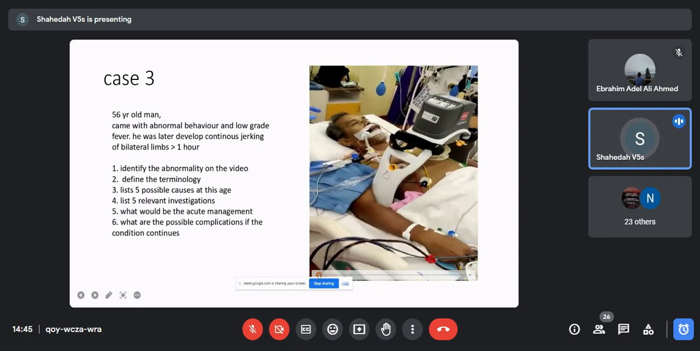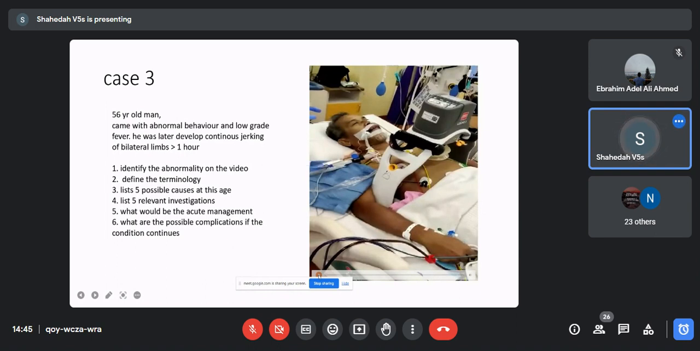Status epilepticus is a phenomenon of a prolonged seizure. Seizure is not a disease by itself. It is like anemia. Anemia is not a disease, but there are many causes that lead to anemia. So in this patient with abnormal behavior and low grade fever, Najwa, what do you think are the possible causes? Can it be encephalitis? Yes, that's number one. Encephalitis, because there is fever, abnormal behavior, and suddenly status epilepticus.